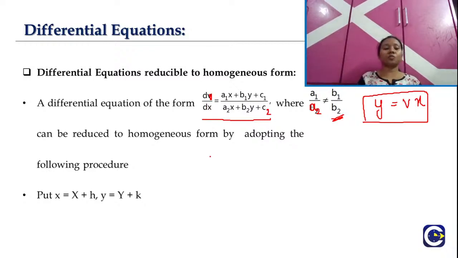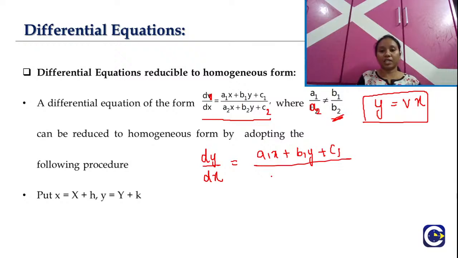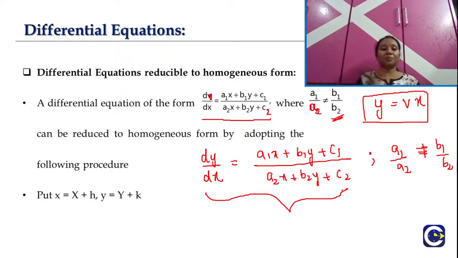So first and foremost, the thing we have to identify is whether the given differential equation is in the format of a1x plus b1y plus c1 divided by a2x plus b2y plus c2. If this is the format of the given differential equation, and it satisfies one more condition, that a1 by a2 is not equal to b1 by b2, then we can be sure that this differential equation can be reduced into a homogeneous form, right?